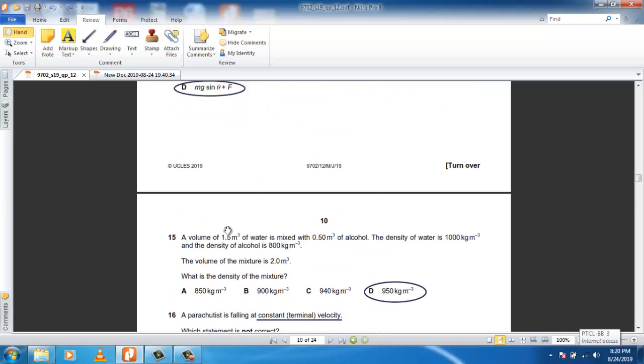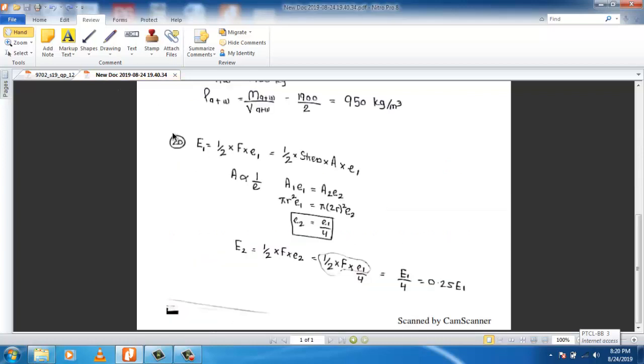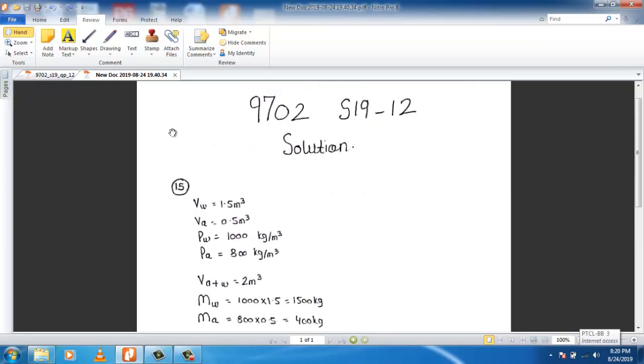Question number 15 says a volume of 1.5 meter cube of water is mixed with 0.5 meter cube of alcohol. The density of water is 1000 kg per meter cube and the density of alcohol is 800 kilogram per meter cube. The volume of the mixture is 2 meter cube. What is the density of the mixture? So for this question, let's see.